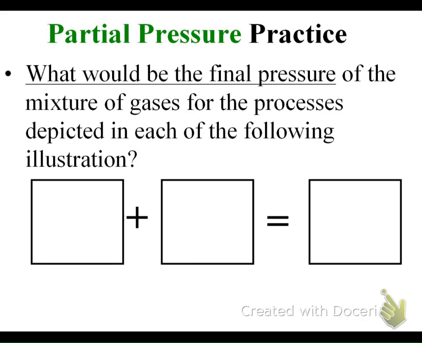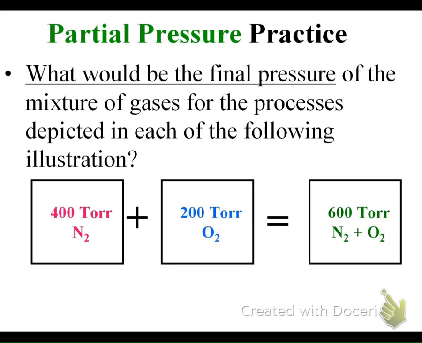So simply put, if I were to look at this calculation here, what would the final pressure of the mixture of gases for the process depicted in the following illustration be? If I have 400 torr of nitrogen and 200 torr of oxygen, there's my P1, there's my P2, and if I'm looking at total pressure, I simply add them. I would say that I have 600 torr of nitrogen and oxygen, or I could say I have 600 torr of total pressure.